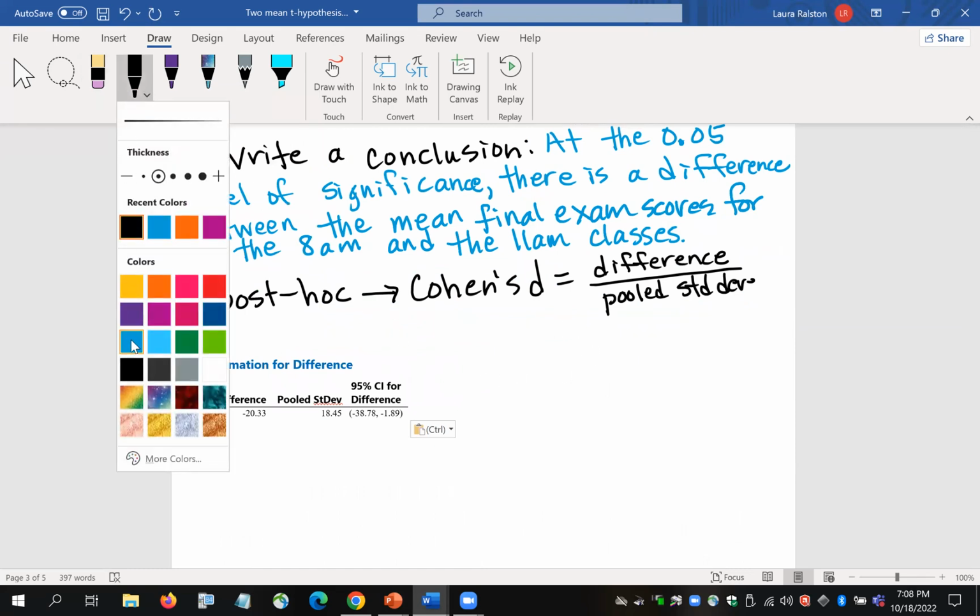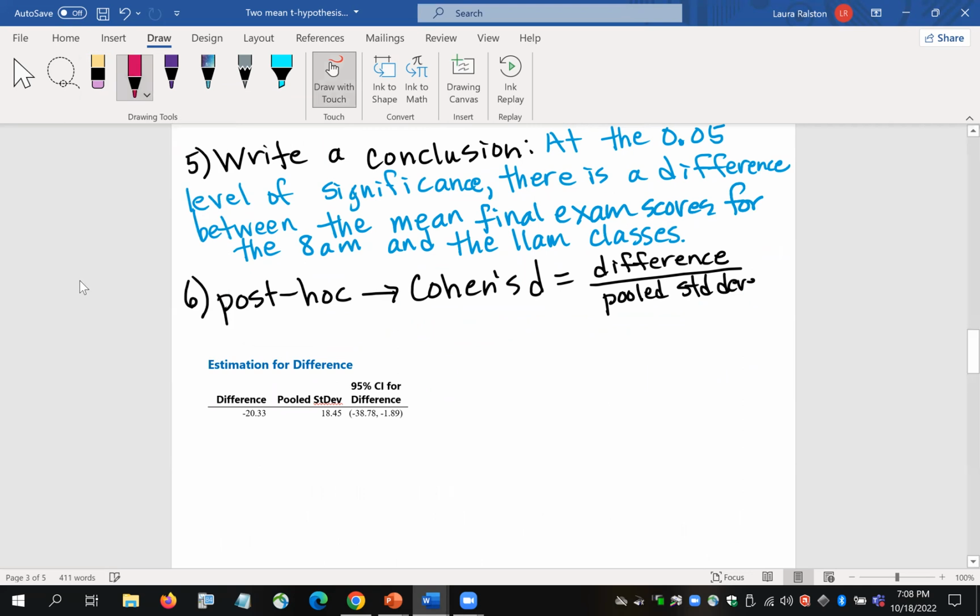So I'm plugging and chugging. My difference is negative 20.33. The pooled standard deviation is 18.45. I'm going to do that division. Negative 20.33 divided by 18.45 is negative 1.102 when I round it.